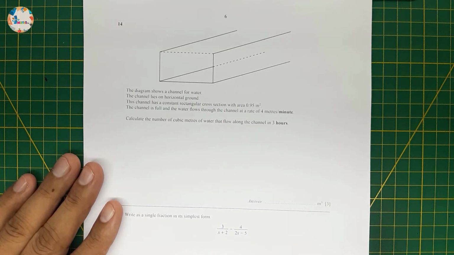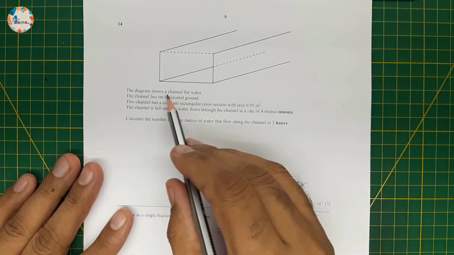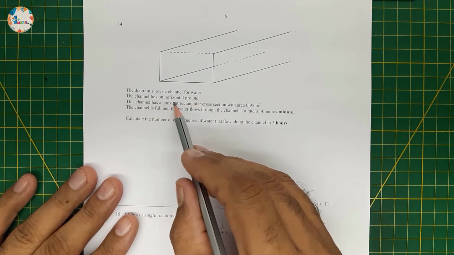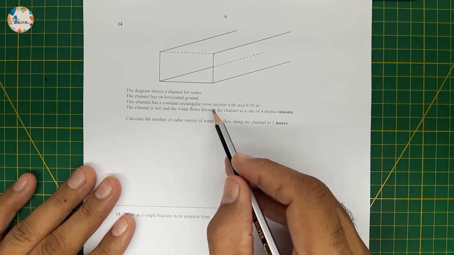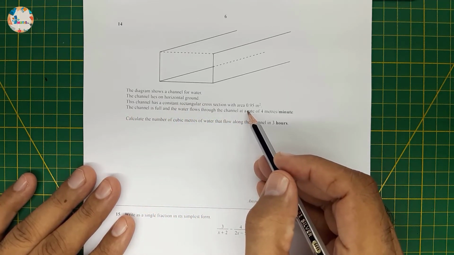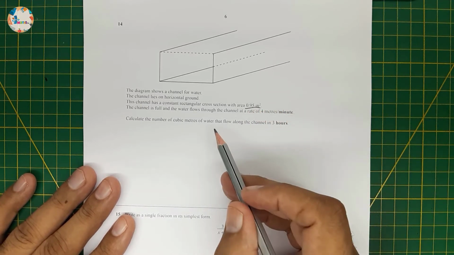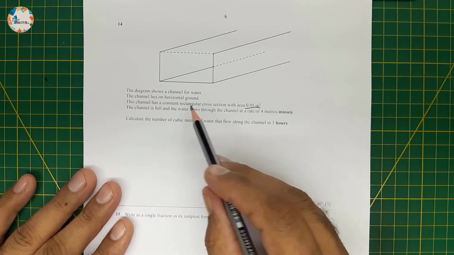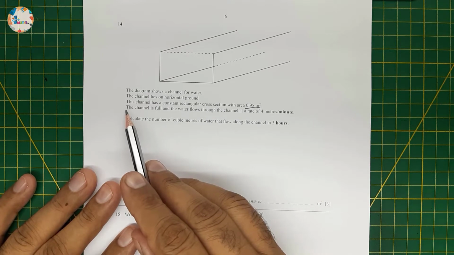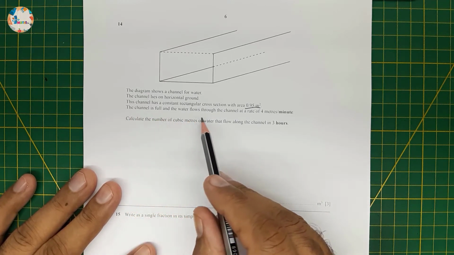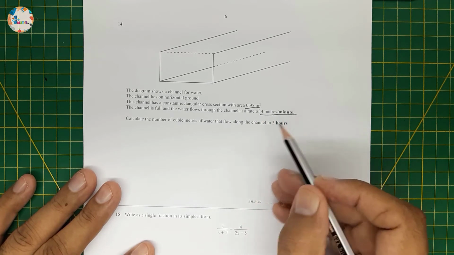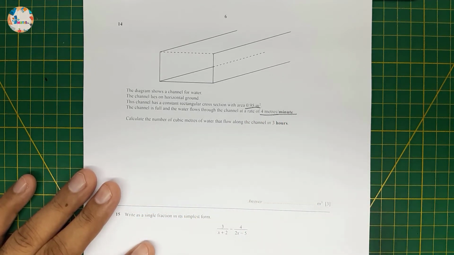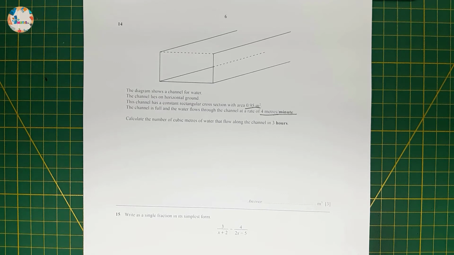Next, question number 14. The diagram shows a channel for water. The channel lies on horizontal ground. This channel has a constant rectangular cross section with area, this is the area of the channel. The channel is full and water flows through the channel at a rate of 4 meters per minute. Calculate the number of cubic meters of water that flow along the channel in 3 hours.